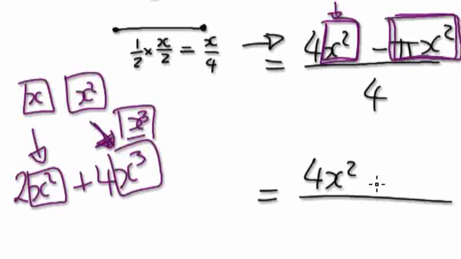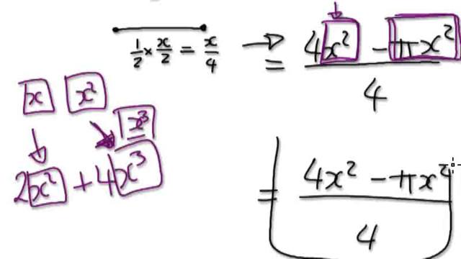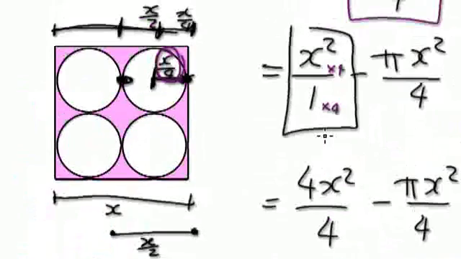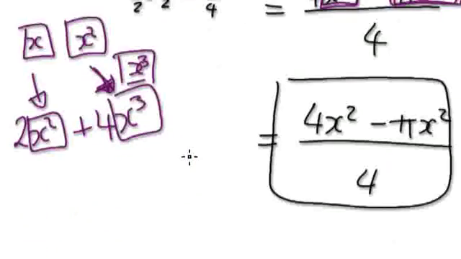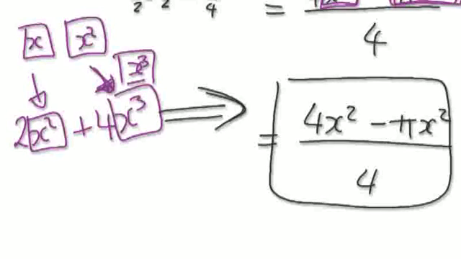So it will be this, over 4. Here just leave it as this. This would be our final answer. So the area of this shape here, the purple shaded bits, the area of that is this.